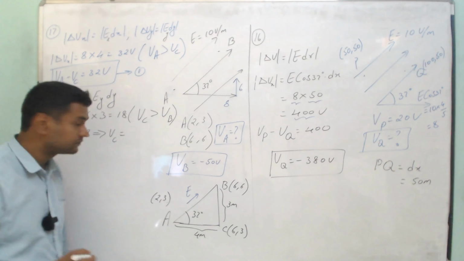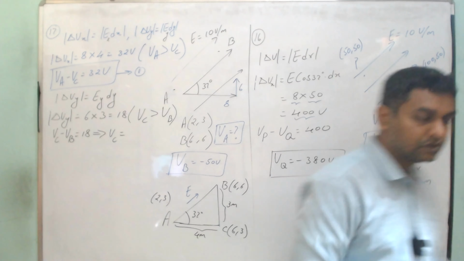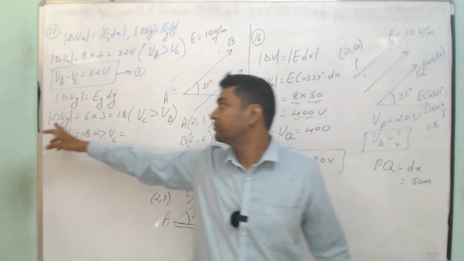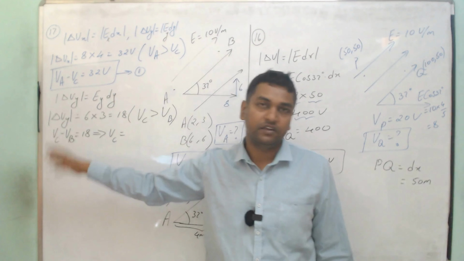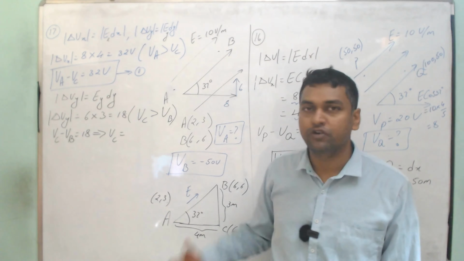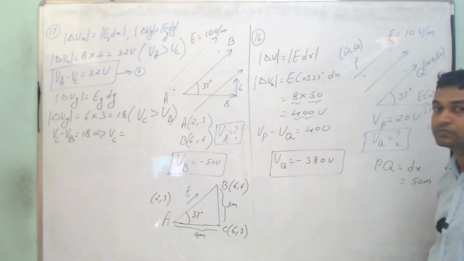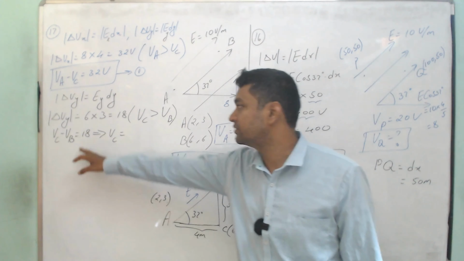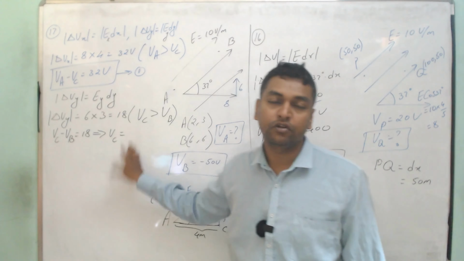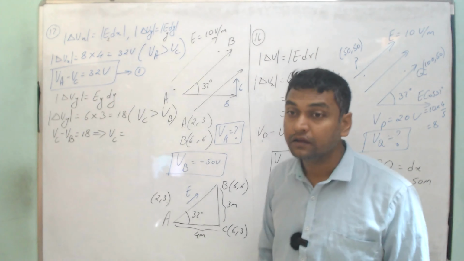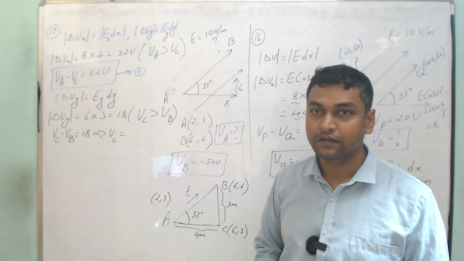Magnitude is only for delta V. Once we come to individual values of VC and VB, we will substitute whatever is given. What is VB? VB is minus 50. So when you substitute minus 50, what will you get VC as?